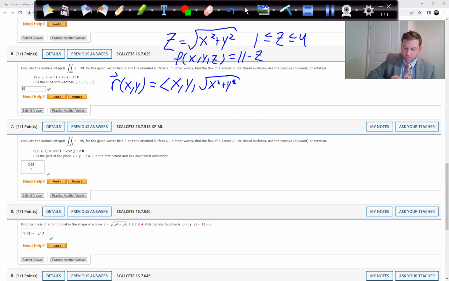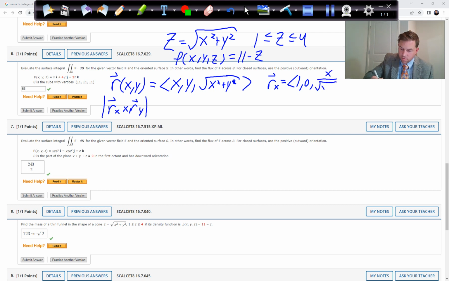And then there's a form of this that I haven't shown yet, so let's try it, that says we can find the double integral by taking rx cross with ry and finding the magnitude of that. Well, rx is going to equal 1, 0, and this would be, we saw this one before, x over the square root of x squared plus y squared.